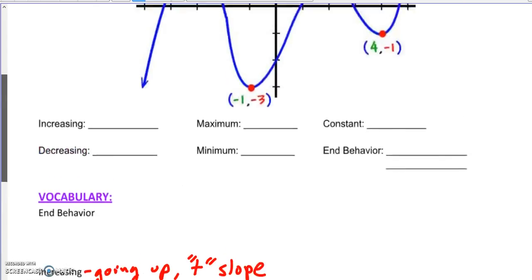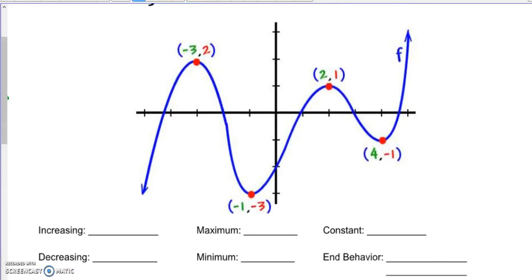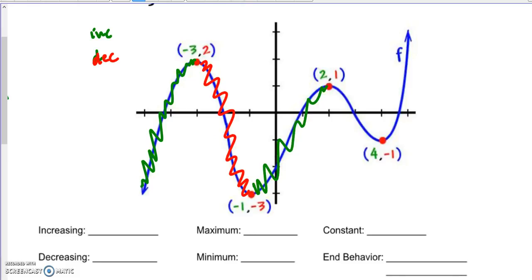So if we come up here, let's just start by identifying where the graph is increasing. I'm going to do increasing in green, decreasing in red. Moving left to right, this is definitely increasing. Then it's decreasing. Then it's increasing. Then it's decreasing. And the last part's increasing again. Sorry. There are no chunks of this graph that are horizontal, so there are no constant parts.